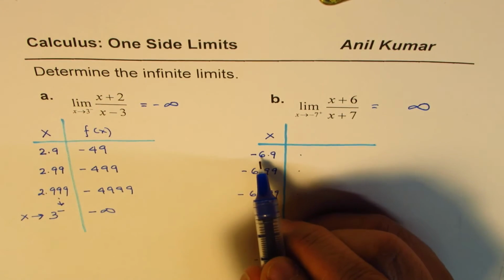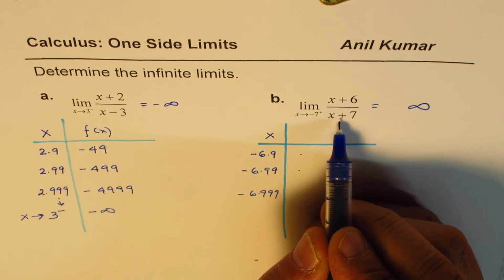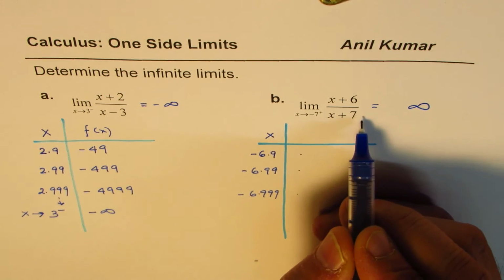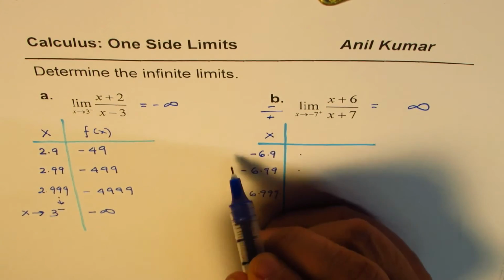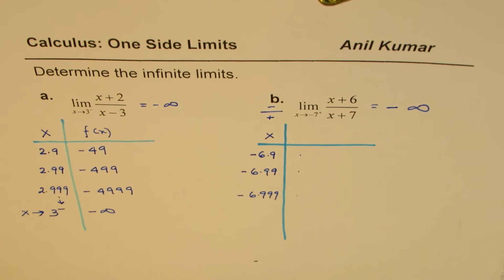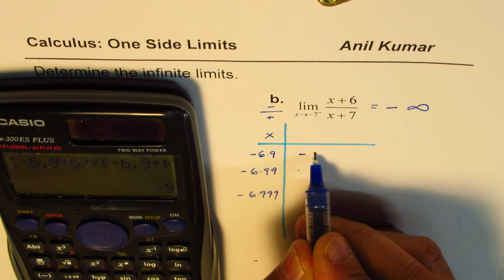So if I put negative 6.9 here, in that case the denominator is going to be positive, right? Negative 6.9 plus 7 is 0.1, so the denominator will be positive, and the numerator is going to be negative. Negative divided by positive is negative, and so we expect negative infinity to be our answer in this particular case. Correct? So let's check it out also. We'll substitute minus 6.9: minus 6.9 plus 6 goes in the numerator, divided by minus 6.9 plus 7, and we get minus 9 here, right?